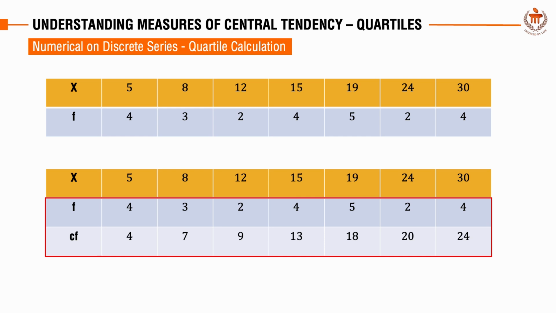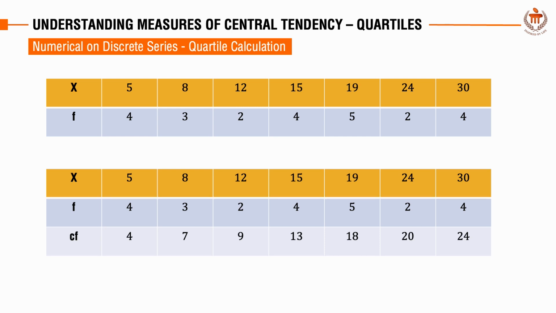First, we have to find the cumulative frequency. So the cumulative frequency of 4 would be 4 only. The cumulative frequency corresponding to 3 would be 4 plus 3, that would be 7. Then corresponding to x value 12 would be 4 plus 3 plus 2, means 7 plus 2, 9. And then 9 plus 4, the cumulative frequency would be 13, then 13 plus 5, it would be 18, 18 plus 2, it would be 20, 20 plus 4, 24. So you got the cumulative frequency data here along with the x and frequency data.